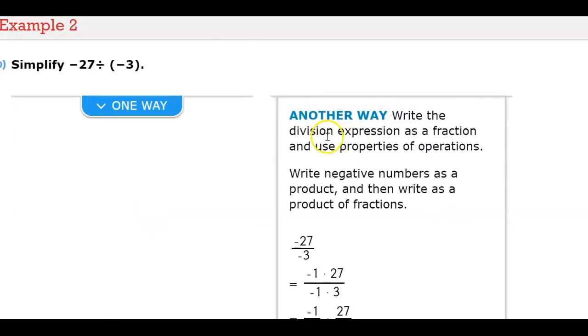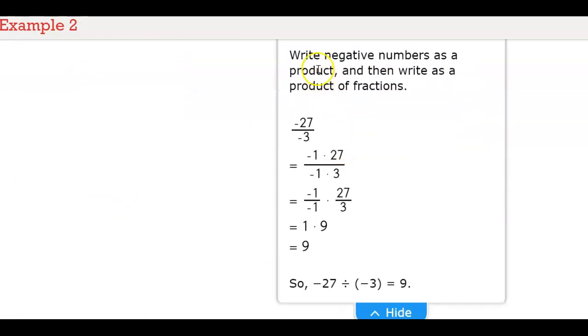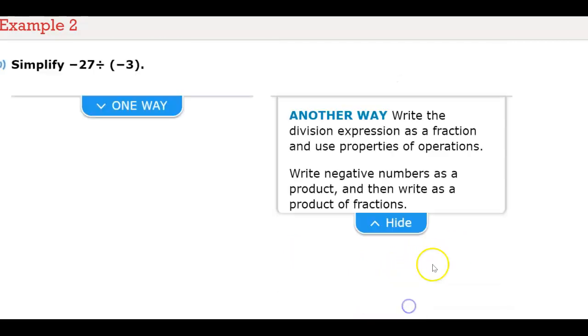Another way is using division expression as a fraction and use properties of operation. So write negative numbers as a product and then write as a product of fractions. So negative 27 over negative 3, and then you pull out the negative by making it negative 1 times 27, negative 1 times 3. So negative 1 divided by negative 1 is 1. 27 divided by 3 is 9, and then 1 times 9 is positive 9, and so negative 27 divided by negative 3 is equal to positive 9.